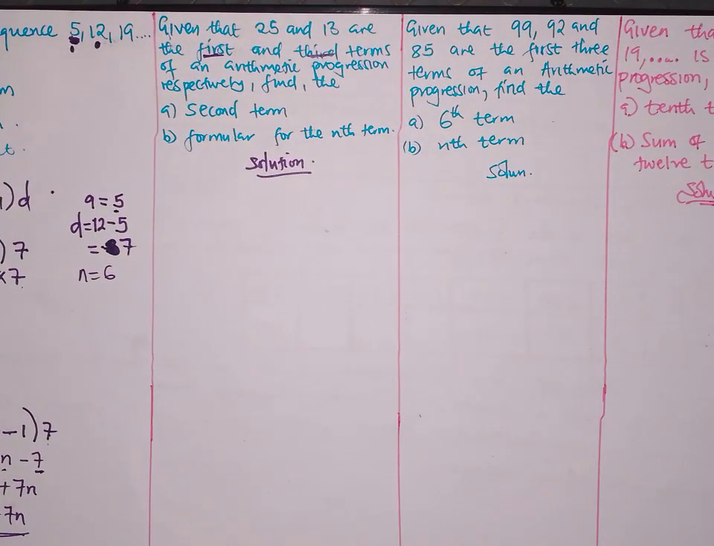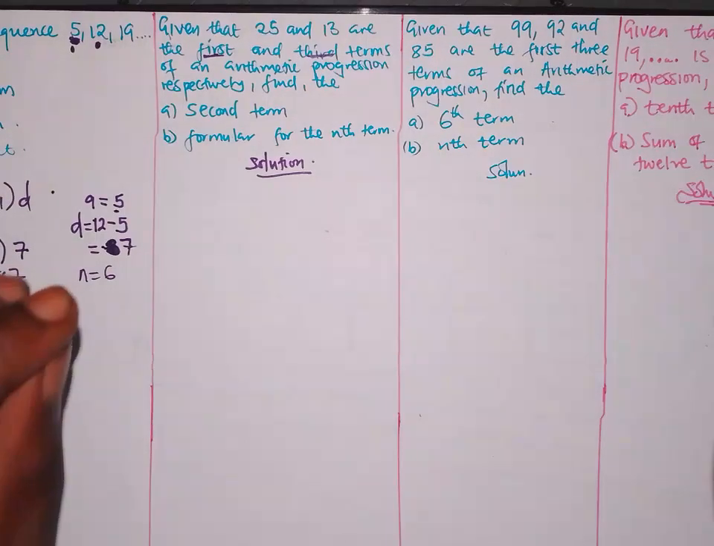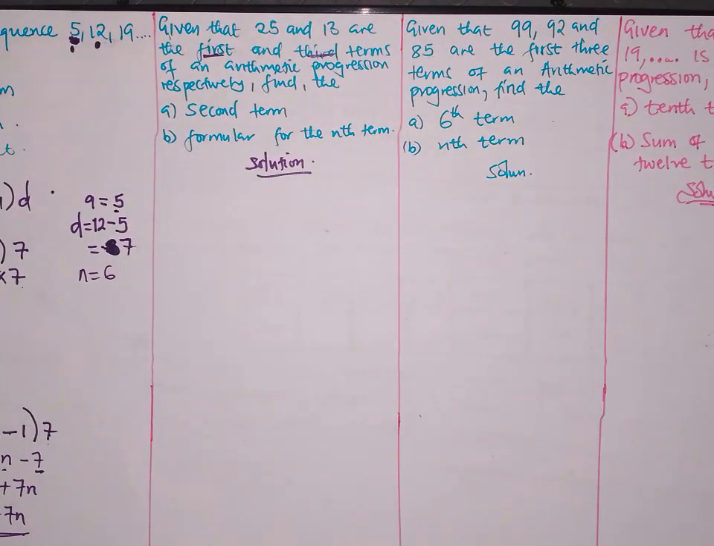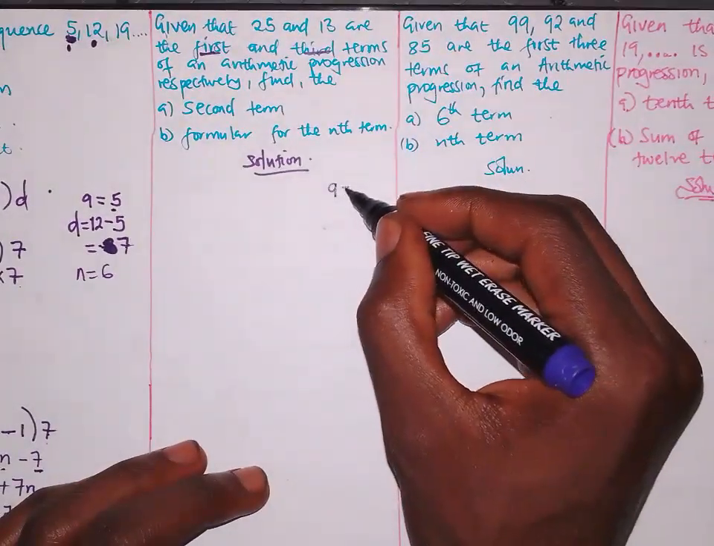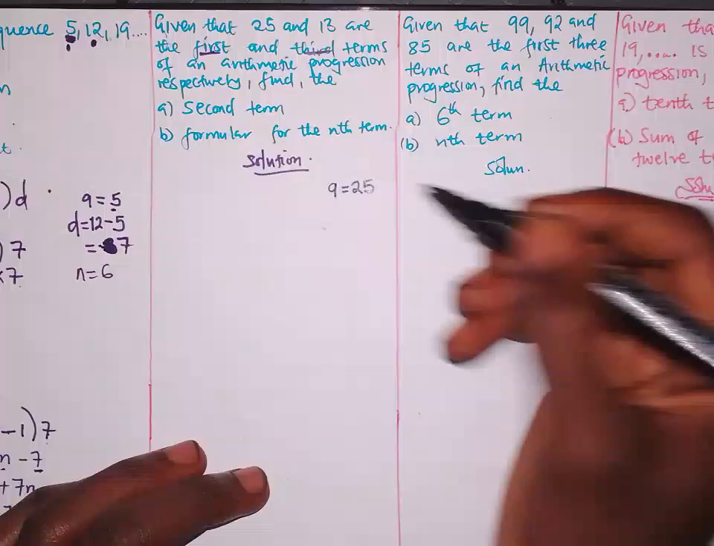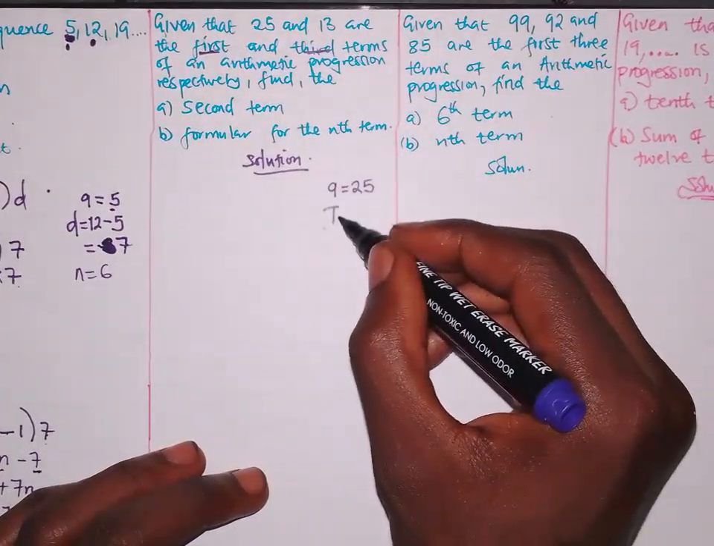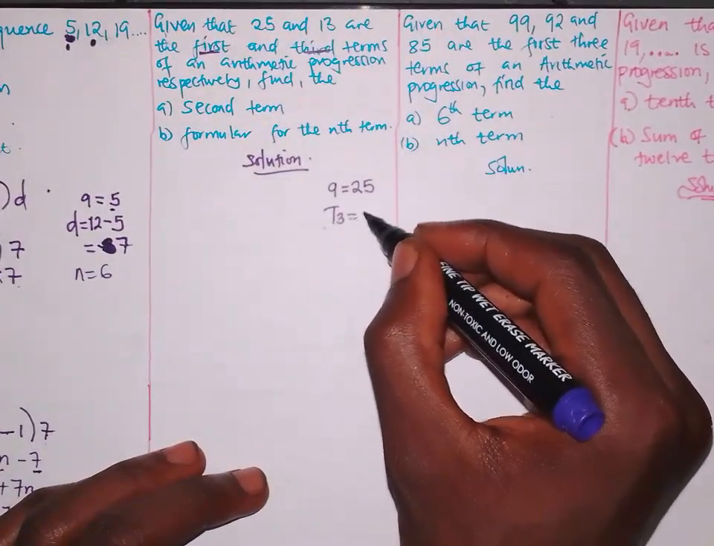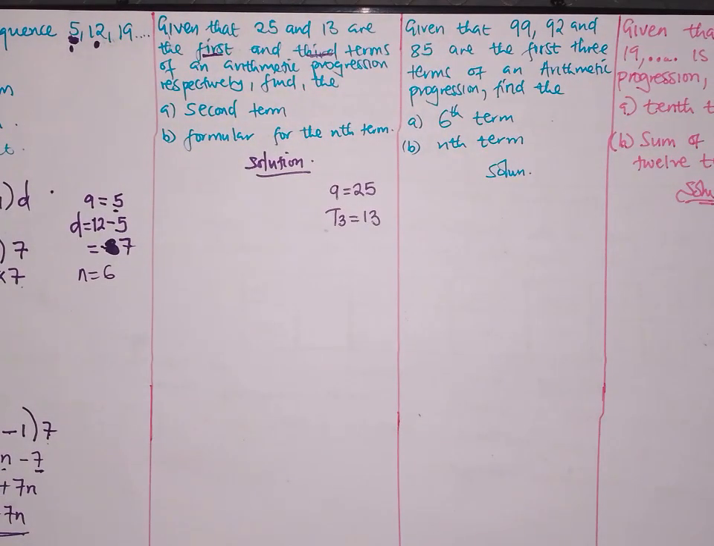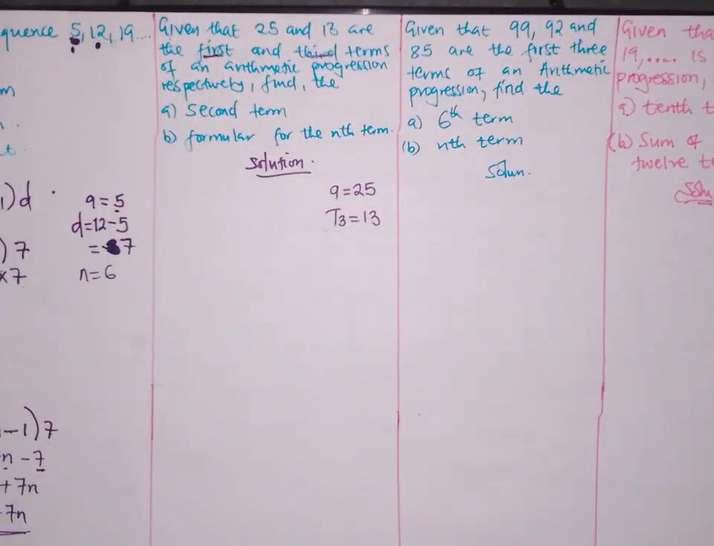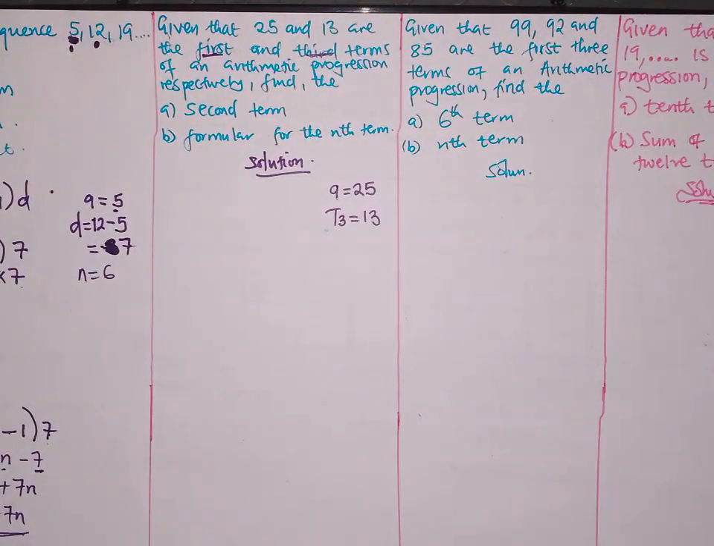Okay. So as I said, you need to pay particular attention to this question. Since we have the first and the third term, we are going to say our first term is a, which is 25, and our third term is 13. So meaning we have to use the third term to calculate what? The common difference. Why am I saying so?